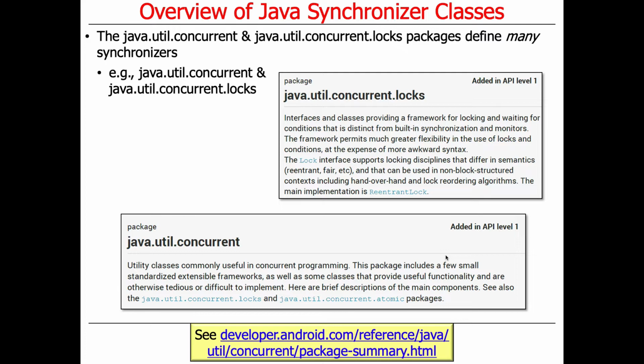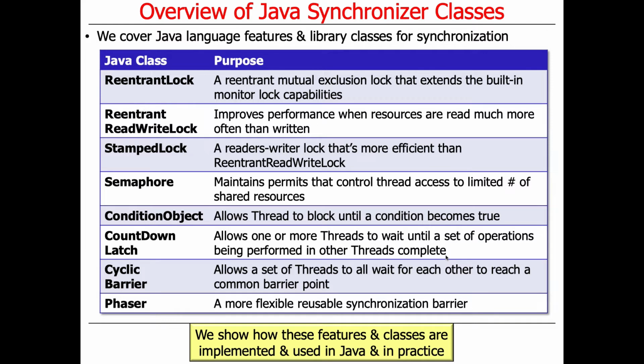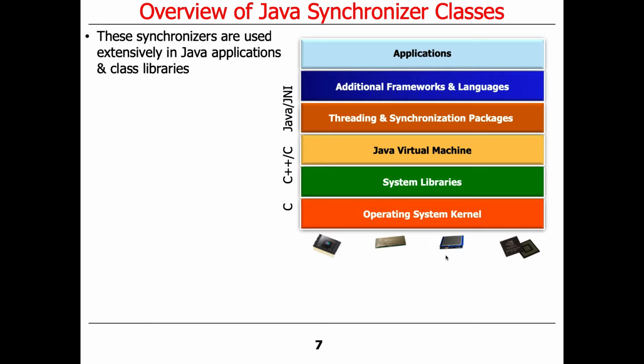So there's a bunch of packages. There's Java util concurrent, and there's Java util concurrent locks, and these define many different synchronizers. You can take a look here for more information about the package summaries. We're going to talk about these synchronizers in this course, and we'll spend a fair amount of time on some of them. You'll get a chance to play around with almost all of them. If we're lucky, we'll get to phaser. We may or may not do phaser, but we'll do everything else here in one way or another. And so I'll ultimately show you what these classes do, and you'll get a chance to use them in practice.